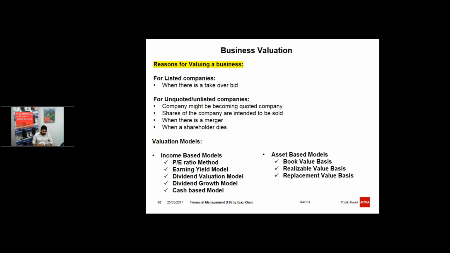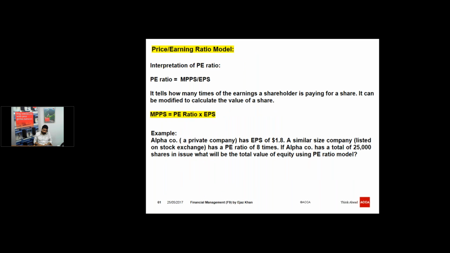Okay, let's move forward. Now let's move towards the most commonly used practical models that we usually use for valuing business, and one of the models will be the price earning method. So let's go to the slide of price earning model. So we have a price earning ratio model.